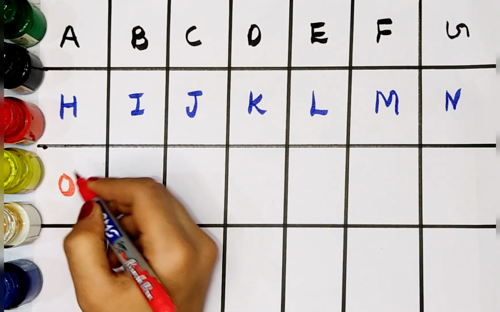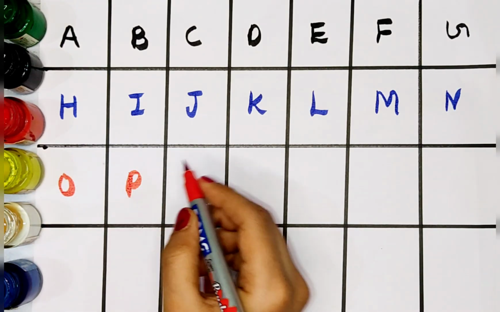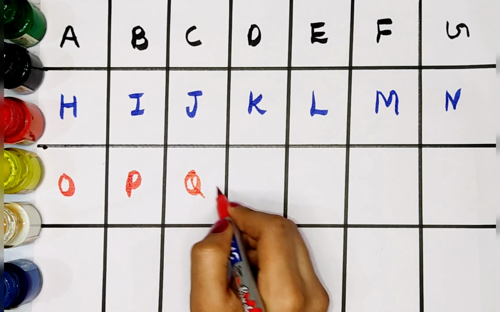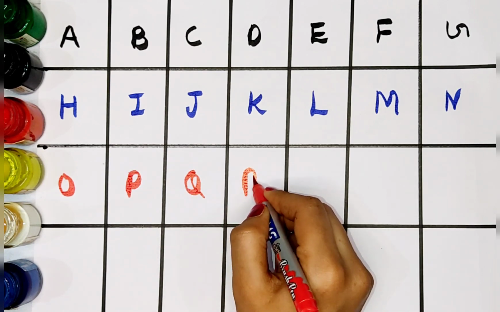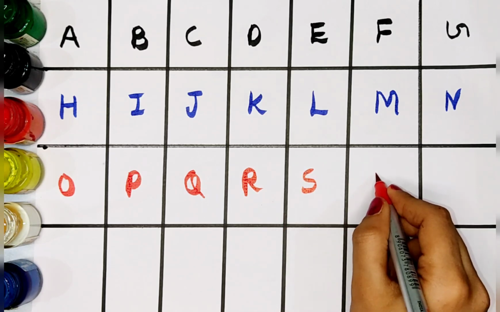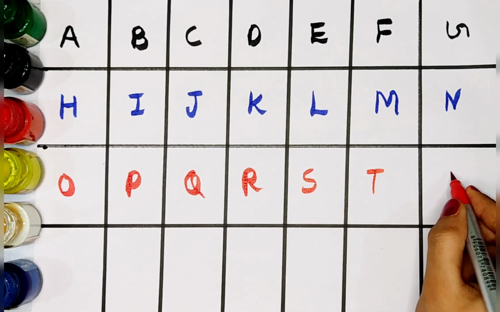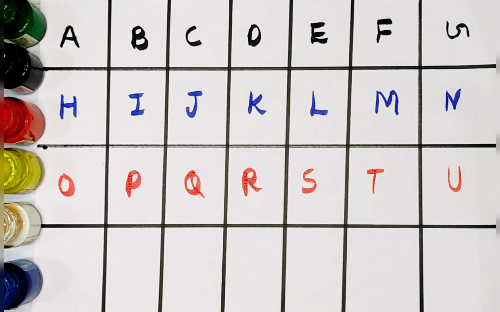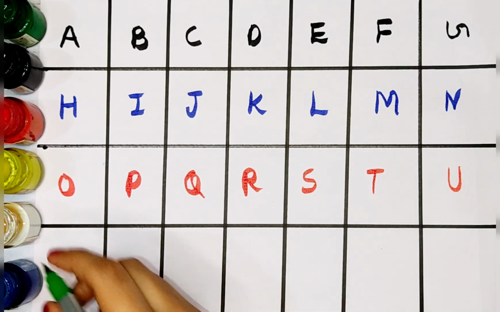O. O for owl. P. P for peacock. Q. Q for kite. R. R for rose. S. S for sunflower. T. T for trumpet. U. U for unicorn.